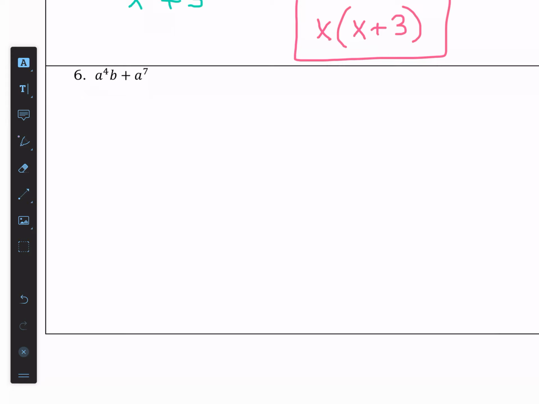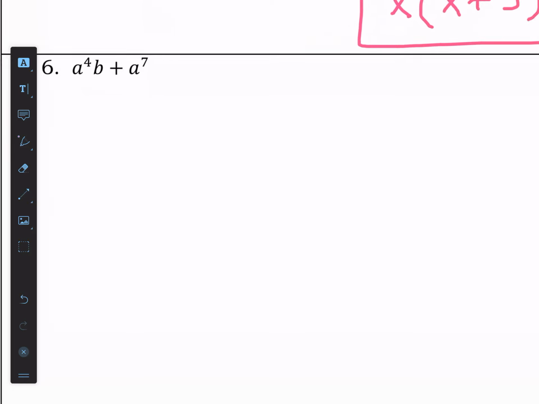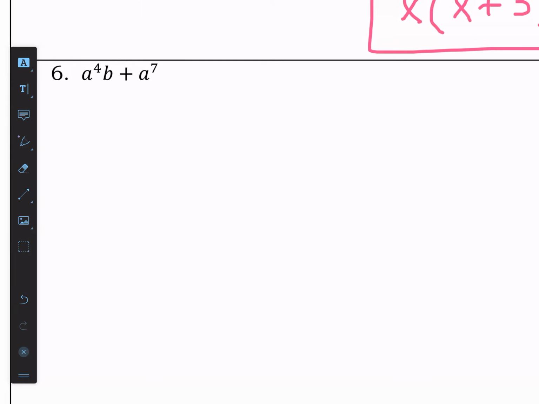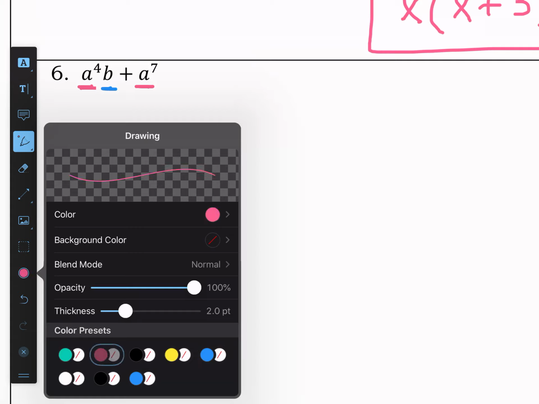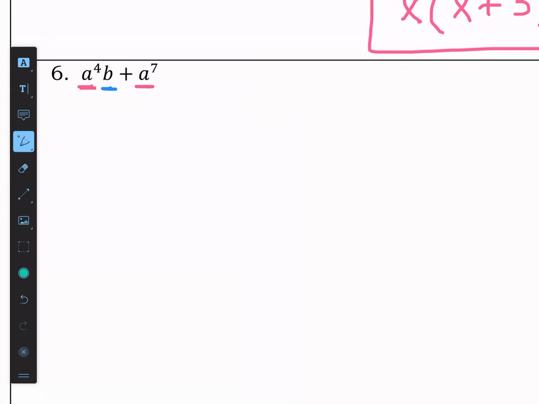All right, so one more problem, and then we're done. Now on number 6, this one's a little bit different again, because the coefficients are both just 1, but now we've got 2 different letters happening. We've got the A's, and then we also have a B. So let's first focus on just the A's. That's going to be our first focus. So we've got a to the 4th and a to the 7th. So the GCF is always just going to be whoever is the lower exponent, which is going to be a to the 4th.